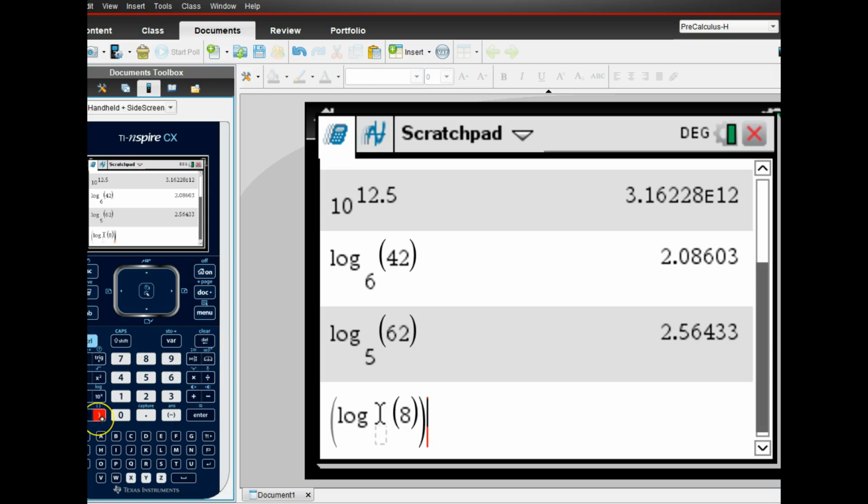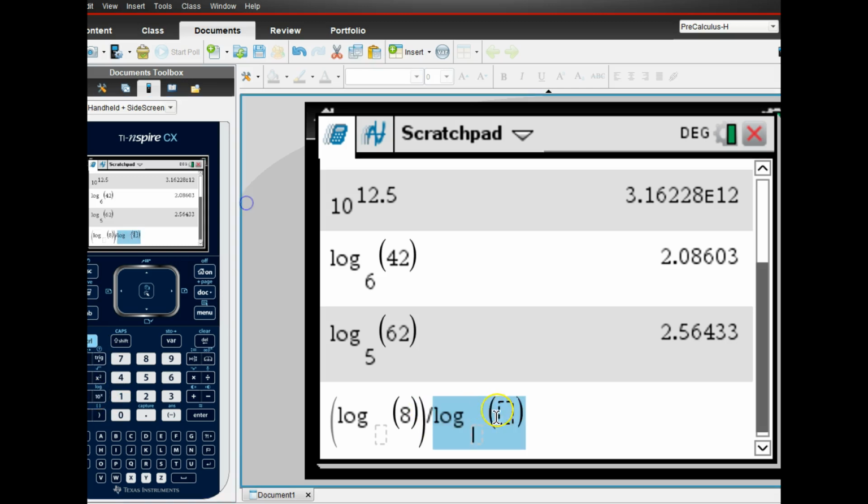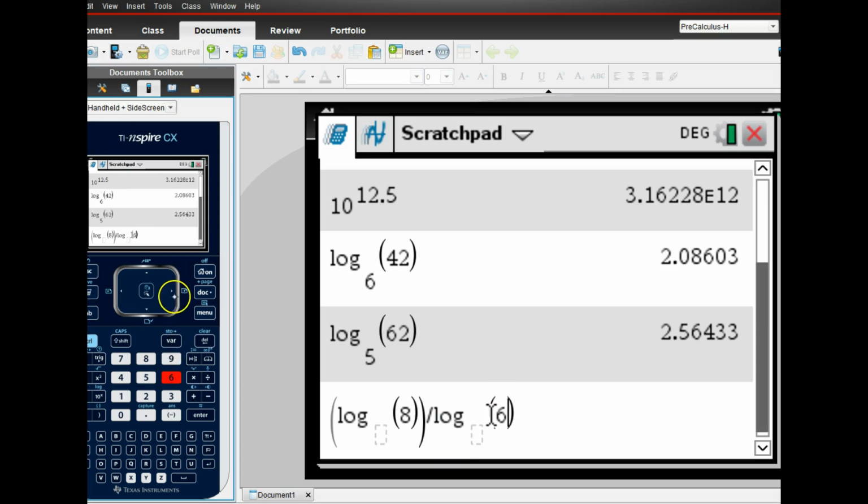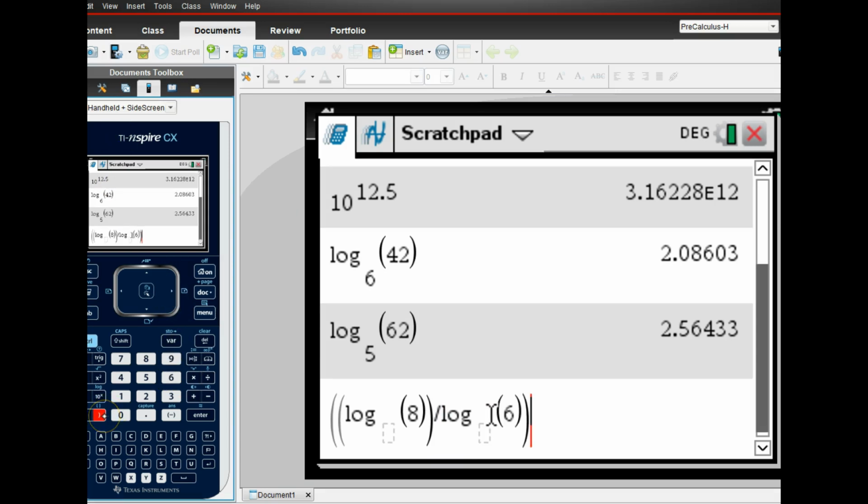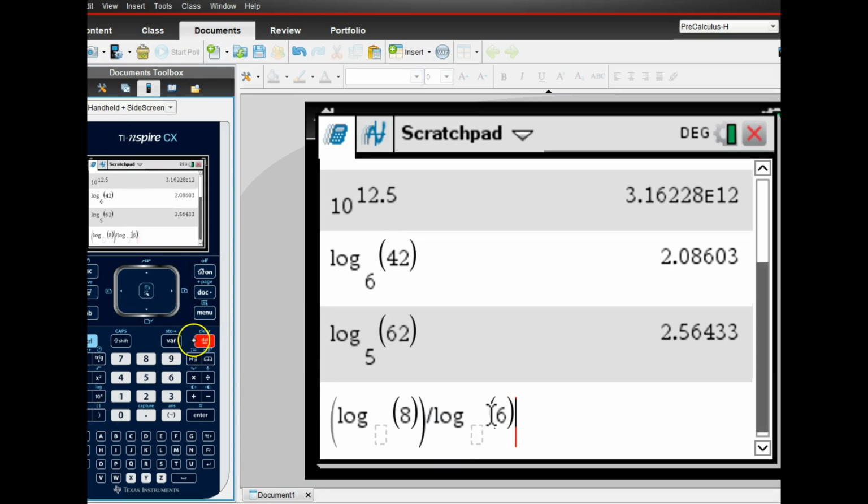Do I want to put parentheses around the whole thing? Yeah. You're not putting 10 at the base? I don't have to because the calculator knows that's what I want. Okay. Log of 6. So I'm being super careful with my parentheses.